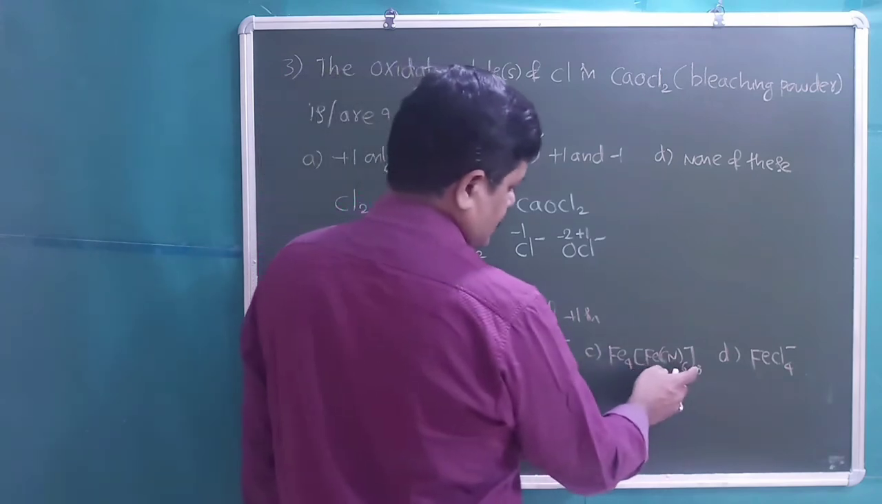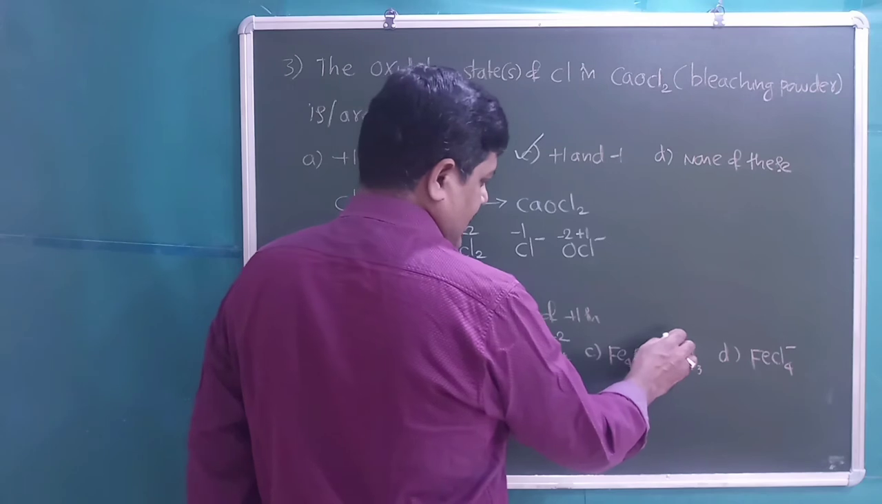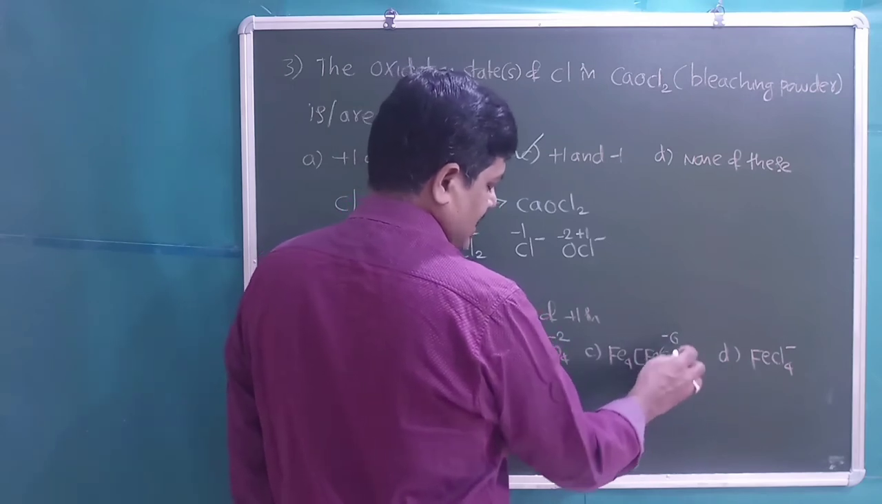Students, this is known as Prussian blue. Here cyanide oxidation state is -1, -1 into 6 is -6.